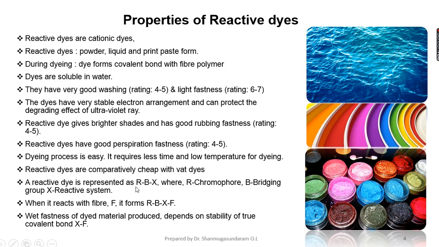Reactive dye is represented by the notation RBX, where R is the chromophore, B is the bridging group and X is the reactive system. When it reacts with the fiber F, it forms this type of bonding between the dye and the fiber. Wet fastness of the dyed materials depends upon the stability of the covalent bond between the dye and the fiber.